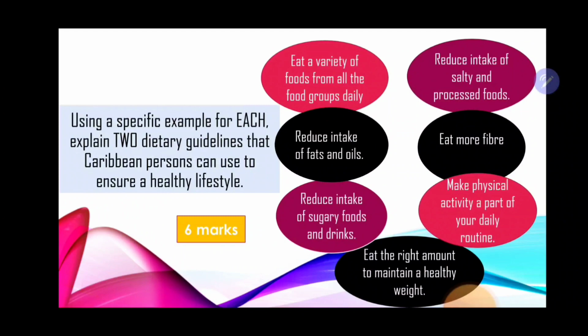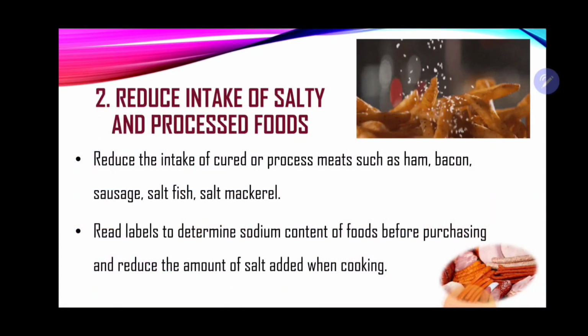All right, now let's go with some sample responses. Reduce intake of salty and processed foods, right? That's a guideline. Let's look at how it can be done. Reduce the intake of cured and processed meats such as ham, bacon, sausage, salt fish, and salt mackerel. Next, read labels to determine the sodium content of foods before purchasing and reduce the amount of salt added when cooking. Right? So that's the dietary guideline and two examples in which it can be accomplished.